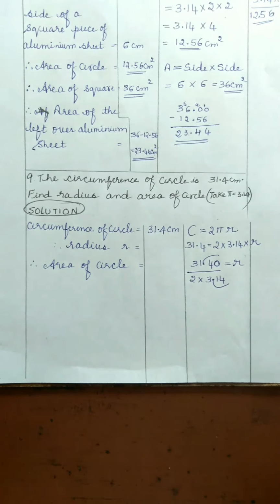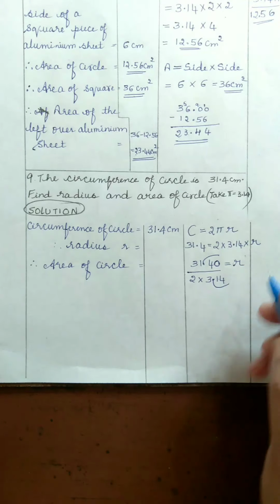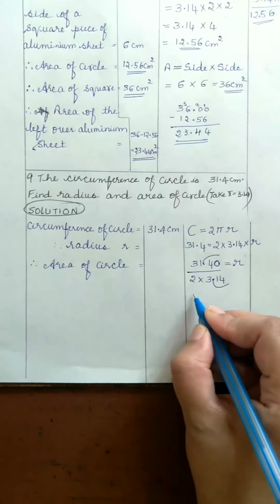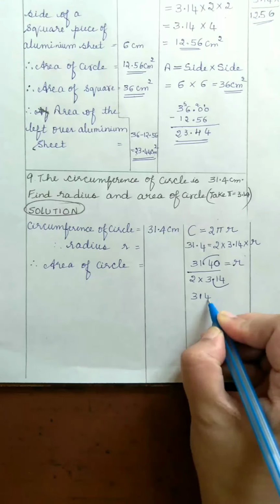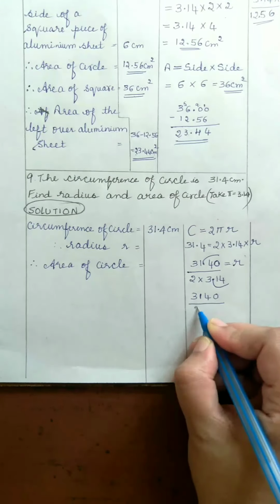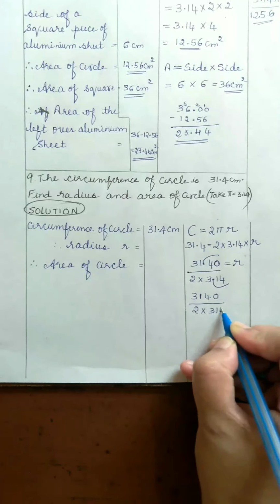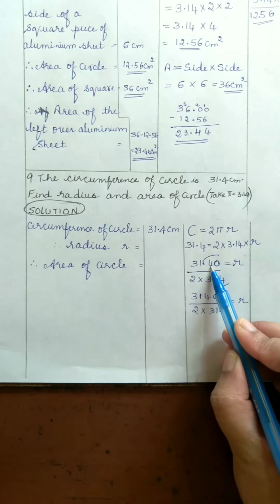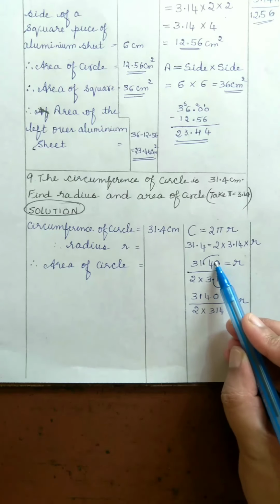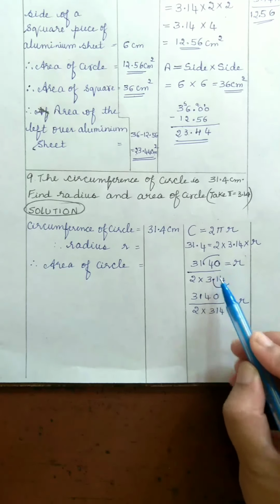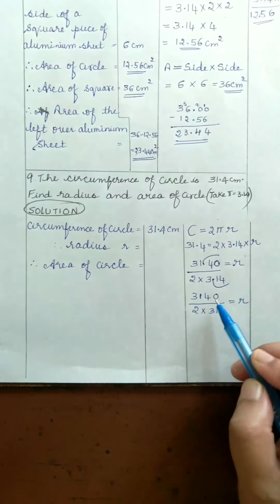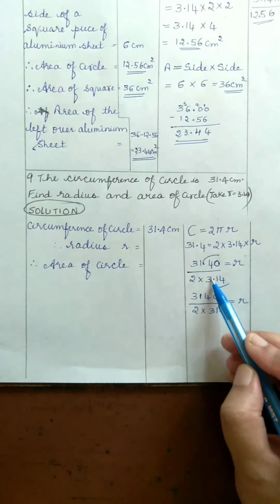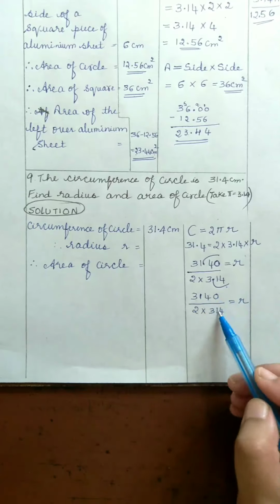So, children, when you take off the decimal point after the 2 digits, it will be equal to 3140 divided by 2 into 314, that will be equal to r. We had only a single digit in the numerator, so we have put 0 here. Therefore, it is 2 digits in the numerator as well as in the denominator. Therefore, we can take off this decimal point. Then this is the next step.